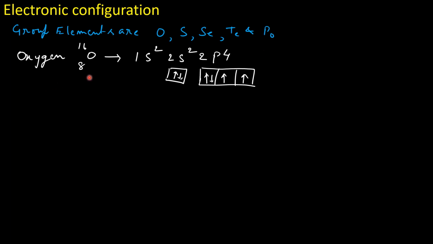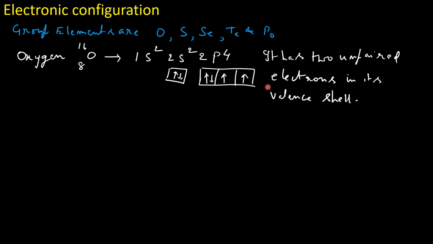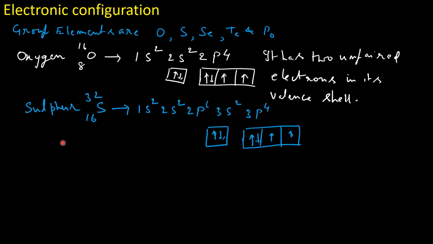Electronic configuration of oxygen: atomic number of oxygen is 8, so the electronic configuration is 1s2, 2s2, 2p4. Therefore, in the valence shell, it has two pairs of electrons and two unpaired electrons. So, it has two unpaired electrons in the valence shell.